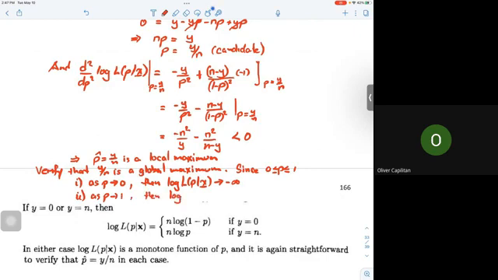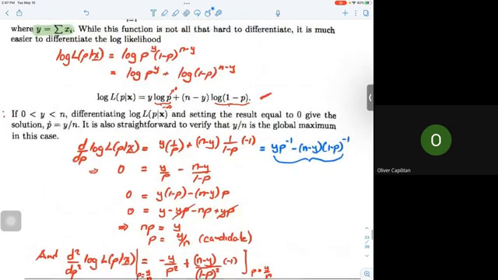Pangalawa, if p approaches 1 on the other side, then the log likelihood function again, of our parameter p given our sample, also approaches negative infinity. Pwede naman natin tingnan yan dito ulit. So kung ang p approaches 1, ano yung log of 1? In this case, 0 ito. So log of 1 minus 1, so log of 0, so it approaches negative infinity.